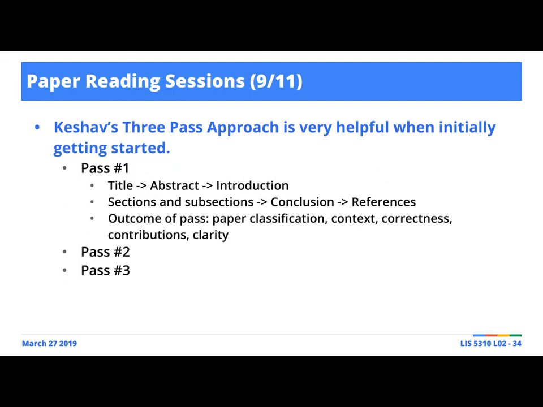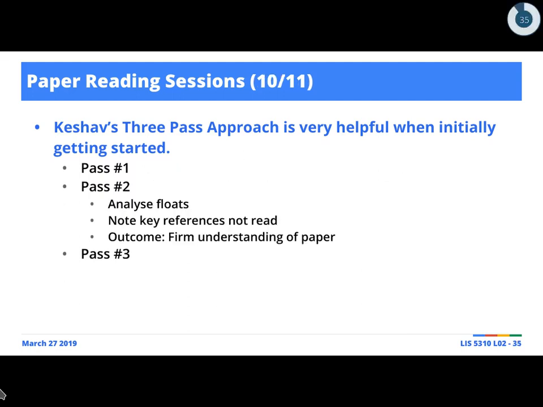Then I go through a second pass, which is more in-depth, where I go through any graphs and visual representations, and look at some key references associated with the paper to see if I might need to read them to understand the paper further. Or really, more importantly, to see if there's anything of value that is different from the references they're citing, because usually you cite gaps in existing literature when you're writing a paper.